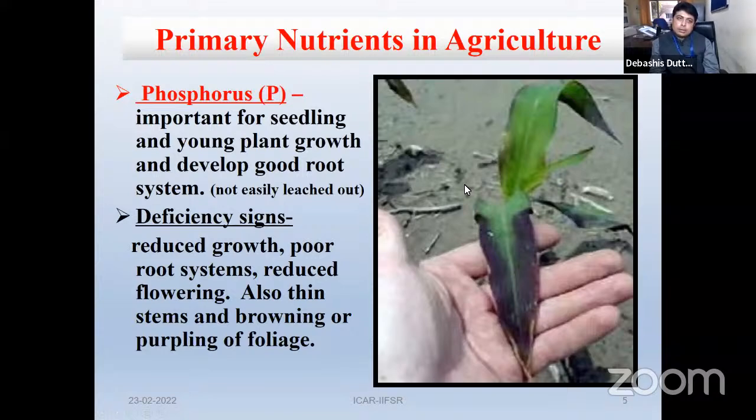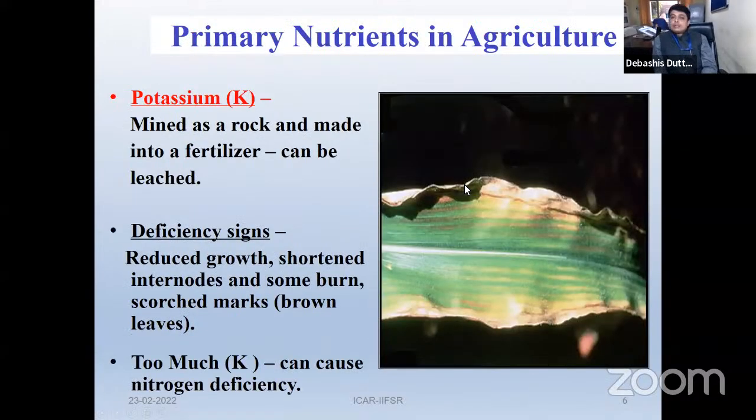These symptoms indicate that soils have a deficiency of phosphorus. And in case of potassium, there is reduced growth, shortened internodes, and some burn or scorch marks, brown leaves. If you see these symptoms, the margin of the plant leaf looks like a burning effect, and these symptoms particularly indicate that the soil is deficient in potassium.